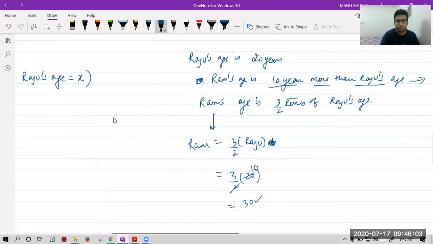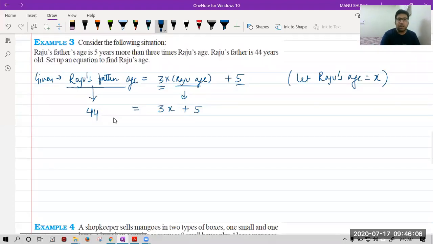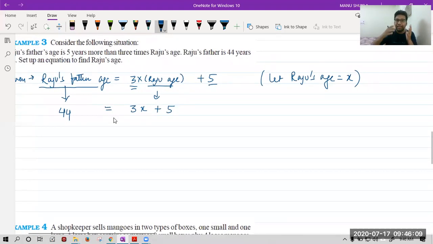Now come to the question. The question is saying Raju's father's age is 3 times Raju's age plus 5 years. Avneet, Ryan, now understand this thing. This time we don't know Raju's age, so we will assume it. Daksh, I think you are correct, but I will not tell you the answer right now. We can assume Raju's age as x, or y, or z, m, w, whatever you want, because we don't know.